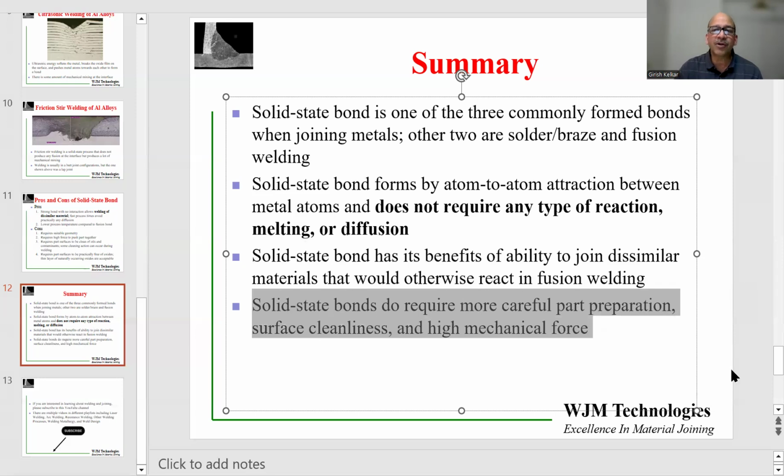There are many such applications where solid state bond comes into play. One of the limitations is that it does require a special geometry. For example, you have to be able to push the parts together, and it does require parts to be relatively clean and application of a high mechanical force. That is why solid state bonding is very difficult to do with a manual process. Usually it requires a very sturdy and strong machine and a certain amount of part preparation and cleanliness. Nonetheless, these processes are very commonly used and form a very strong bond without any kind of melting, reaction, or diffusion.